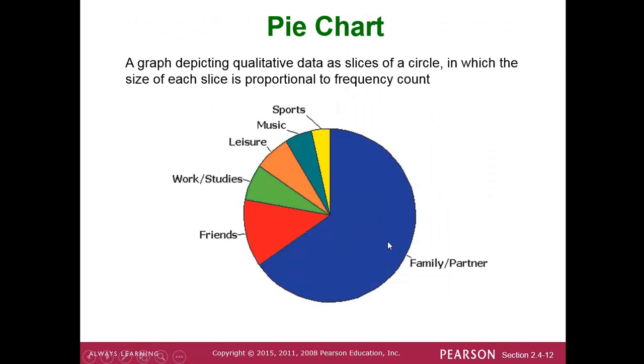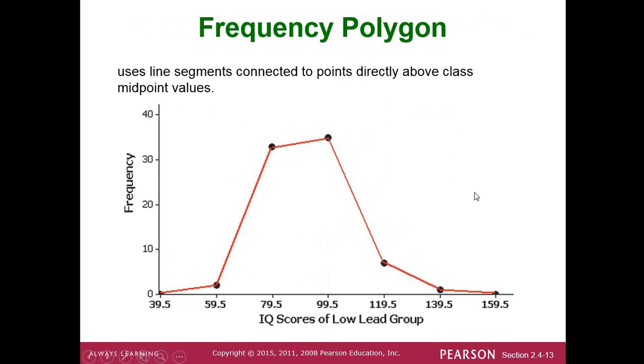Obviously here again, the blue represents that the family or partner is most likely to contribute to our happiness, but we can't tell from this graph if it's 60% or 70% or whether sports is 2% or 5%. You really have to kind of guess, and that does not make it super accurate.